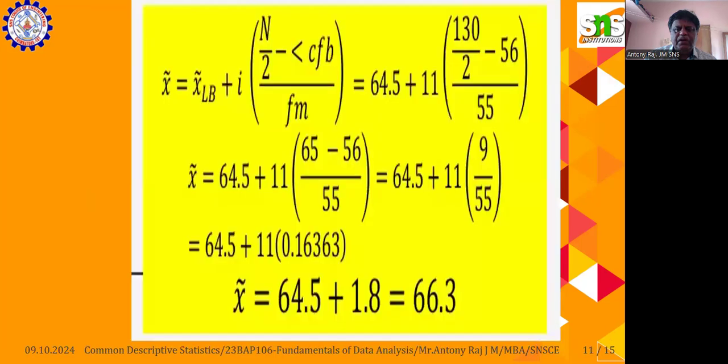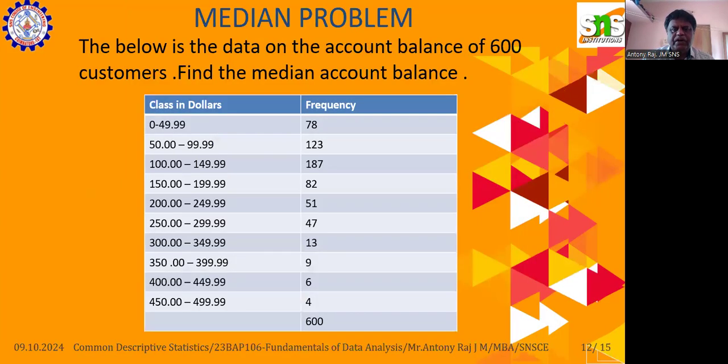And then we get to the calculations. X is equal to XLB plus (N by 2 minus CFB) by FM into I. XLB is 64.5, I is 11, N is 130, CFB is 56, FM is 55. When you do all this calculation, we get a value of 66.3. This is the median value for this particular grouped data.